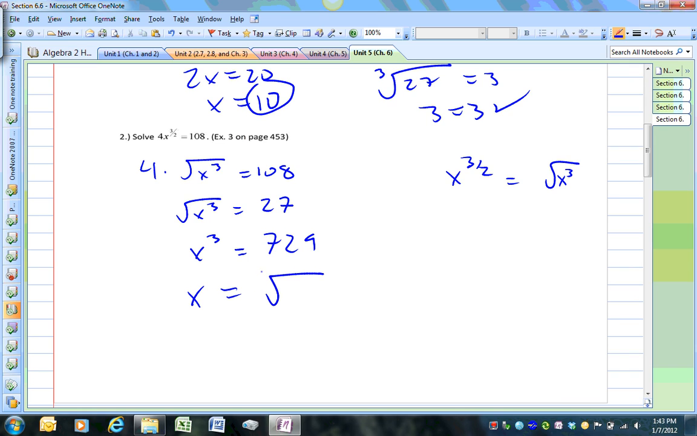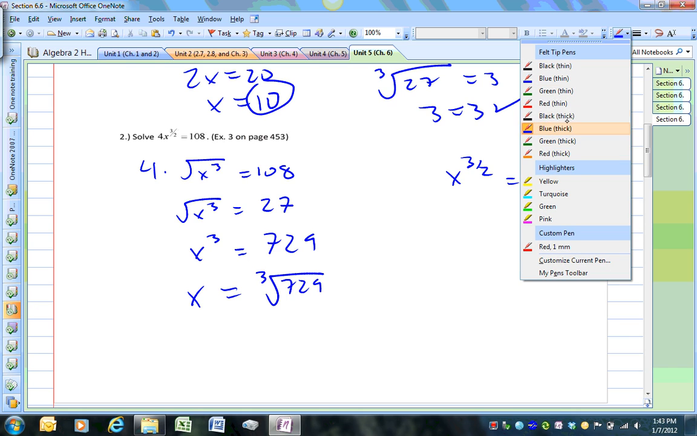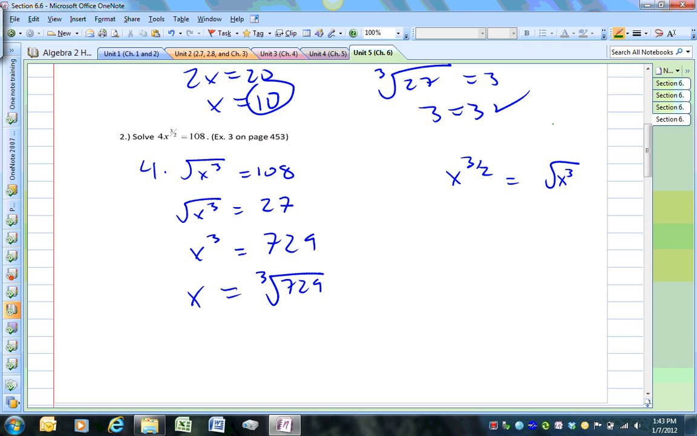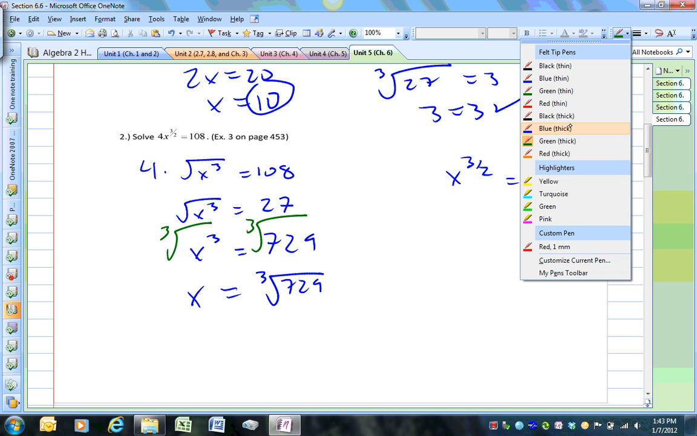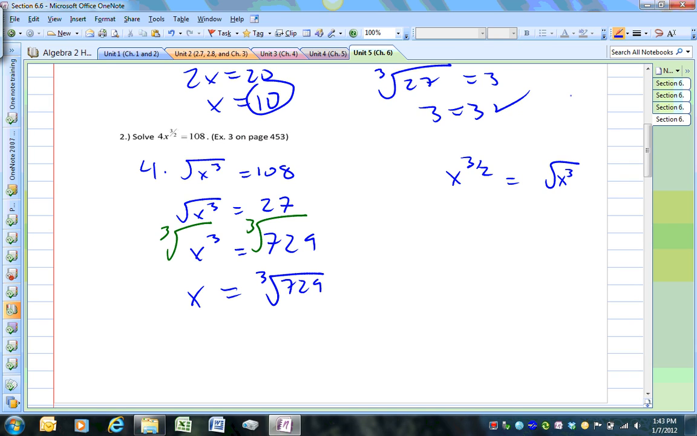Then we have to cube root both sides, because that's the whole point. If you want to get x by itself as being cubed, you have to cube root to get rid of the cube symbol. And the cube root of that would be 9. So x equals 9.